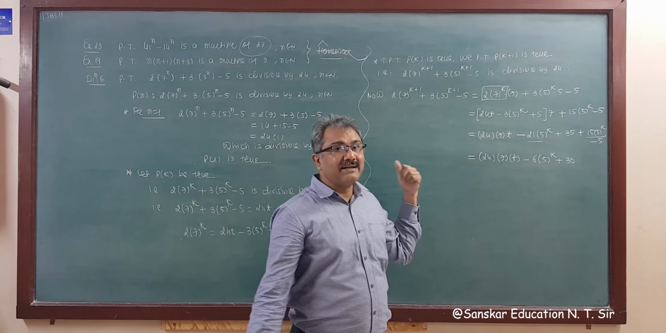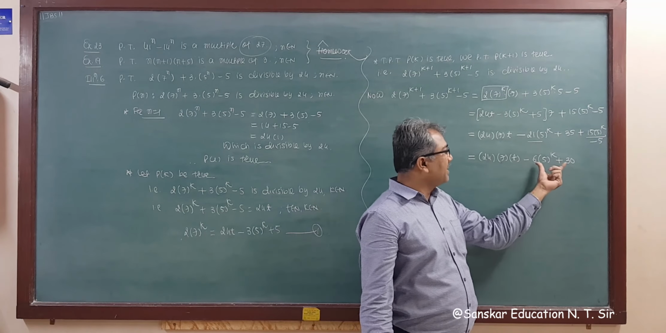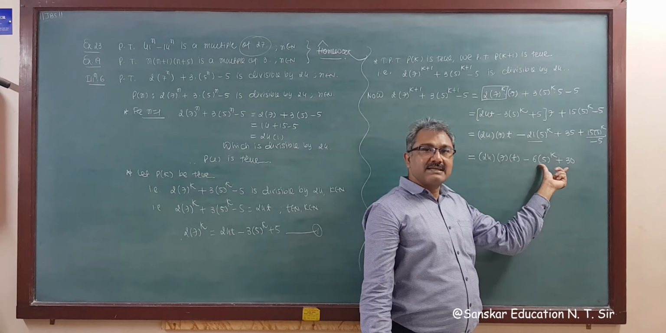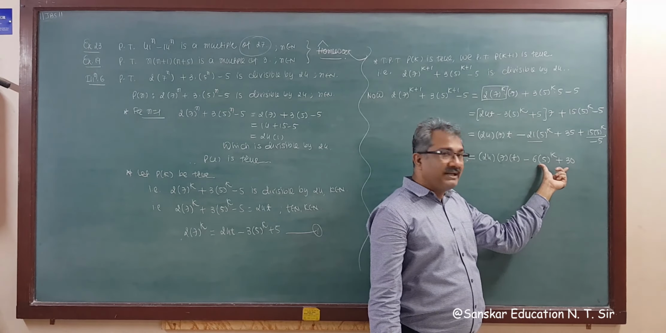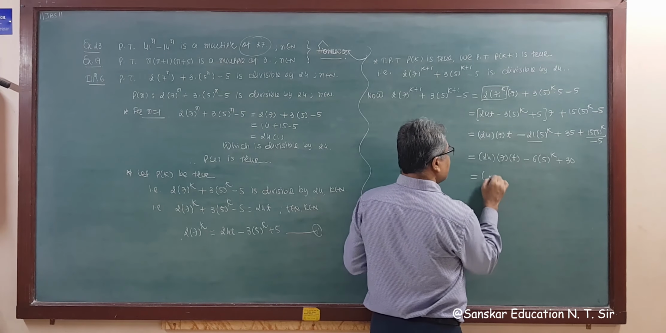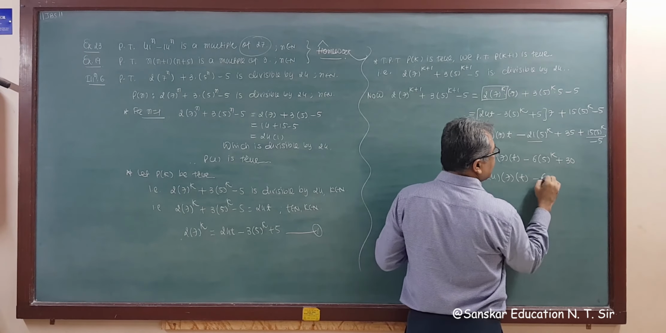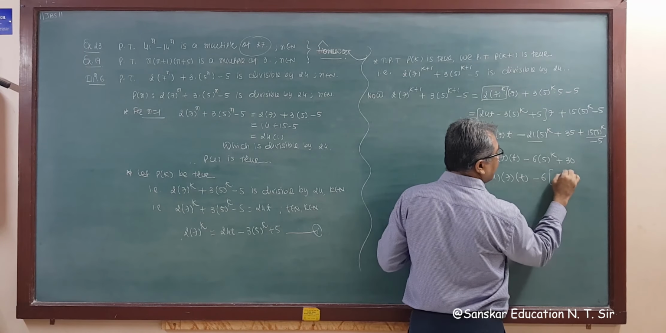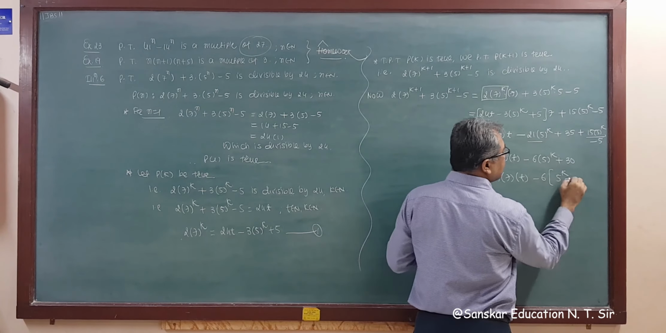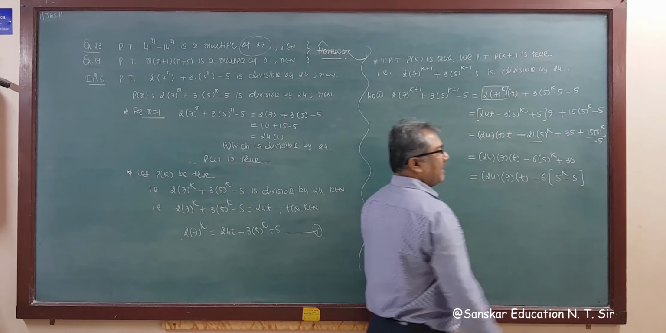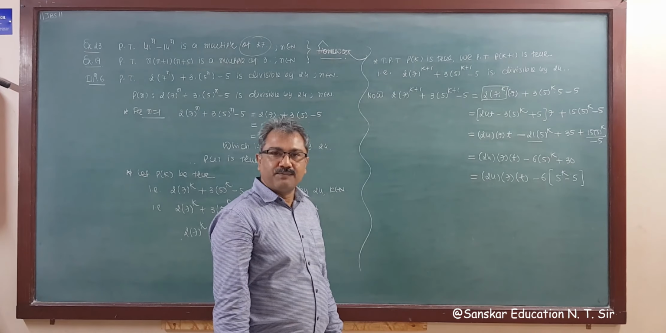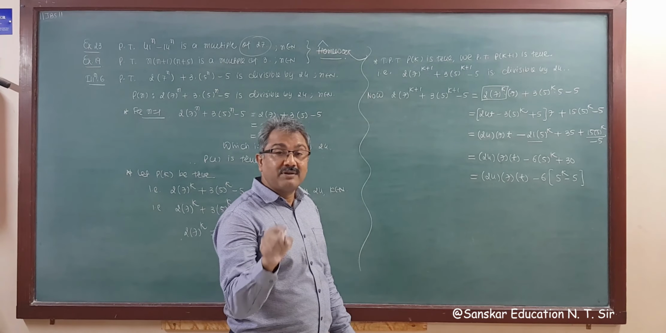Now the target is 24, but 24 is not common here. Common is 6. So taking 6 common here, what do we get? This is 24 into 7 into t minus 6 common. So the remaining term will be 5 raised to k minus 5. Right? So this is different.